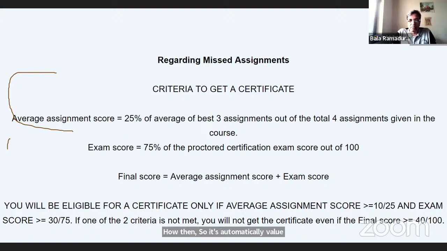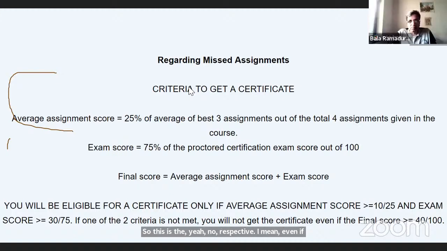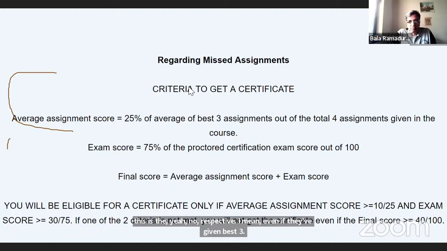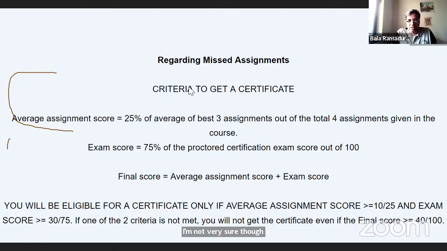Sukrat, are you sure about this average thing? Best 3? I think they're just calculating scores. So if the best 3 is giving an average above 25%, then I think it should work. I'm not very sure though. I can go and check. Mr. Ranganathan, can you please post this on the discussion forum, because there are people who know this better than the both of us, about how this is calculated and how your certificate is counted. Sure, I'll do that. Thank you very much. That will be helpful, because there is a person who is very knowledgeable. He will answer, and that way you'll be sure.